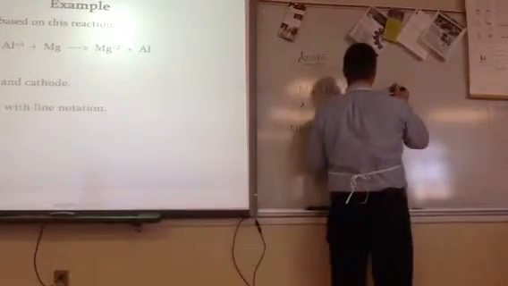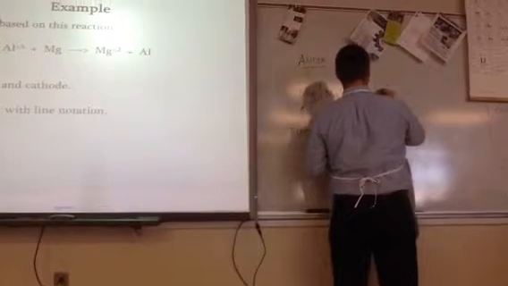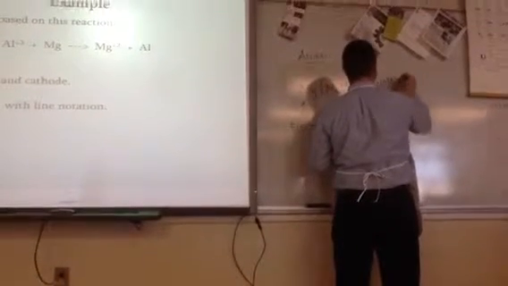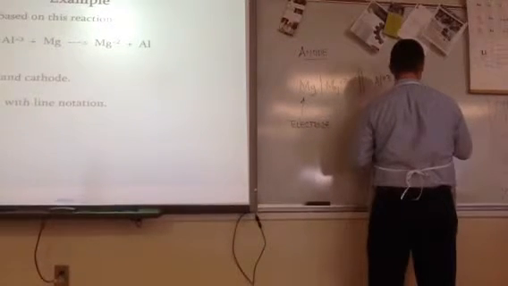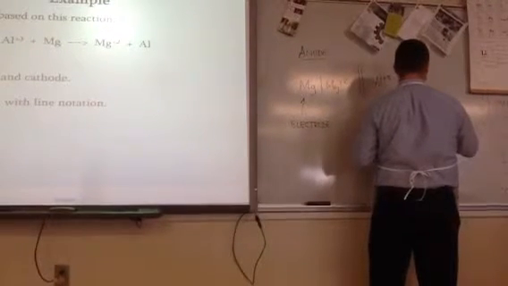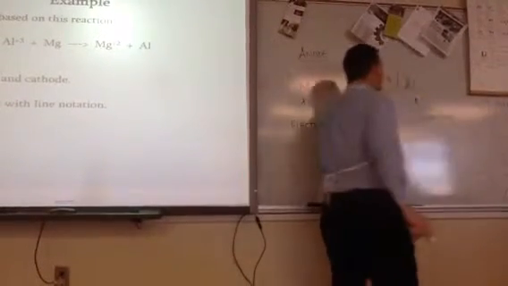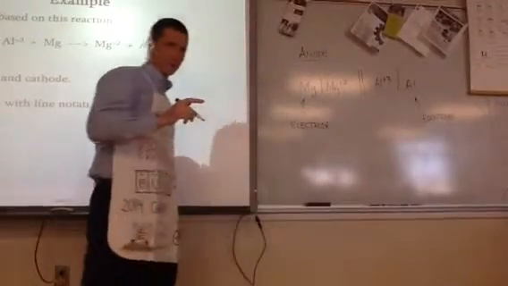Over here on this side, we had aluminum ion reducing to aluminum metal. Now the aluminum metal was the electrode over on this side. You have to have a metal electrode.